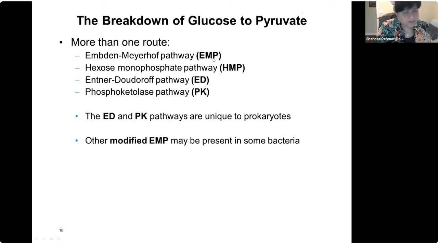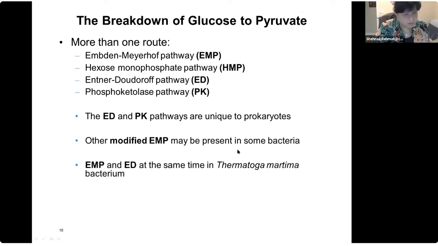We do have some modified EMP in some bacteria. So we'll look at some modifications of the EMP, which normally operates in eukaryotes and prokaryotes, but some bacteria may have modified their EMP, and we'll look at those also. In one bacterium that we know, Thermotoga maritima, which is well known, you will find the EMP as well as the ED pathway running at the same time. So what I'm trying to say is that these pathways are not exclusive at one time. In some microbes, you may find two types of them going at the same time from glucose to pyruvate.